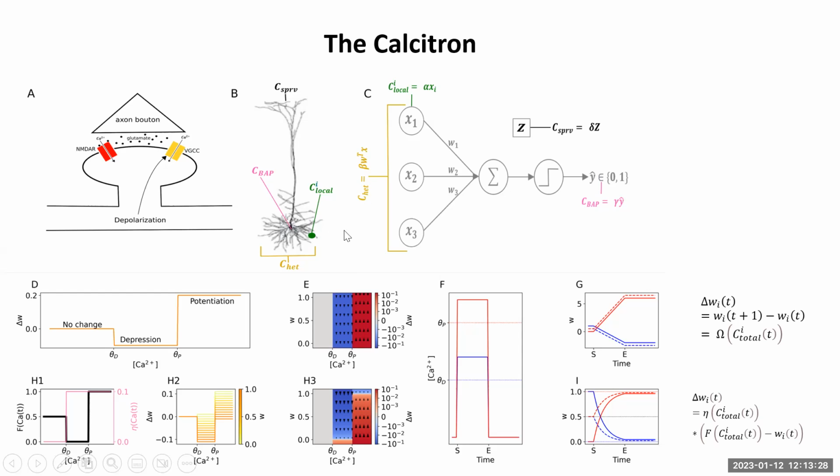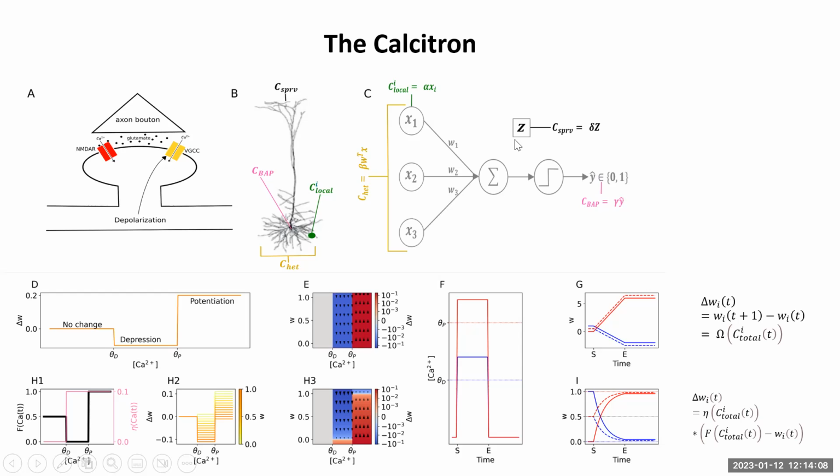We have the calcium from the back propagating action potential, which is associated with the output of the neuron. So after we apply the threshold nonlinearity, the neuron gives us an output. In this case, the output is binary. Sometimes we might use the rate model, so the output won't be binary. It will be a real number, but for now we'll assume that it's binary. And that's associated with this coefficient gamma. So if you have a spike, then you get gamma amount of calcium, and that's broadcast to all of the synapses because it's a global signal.